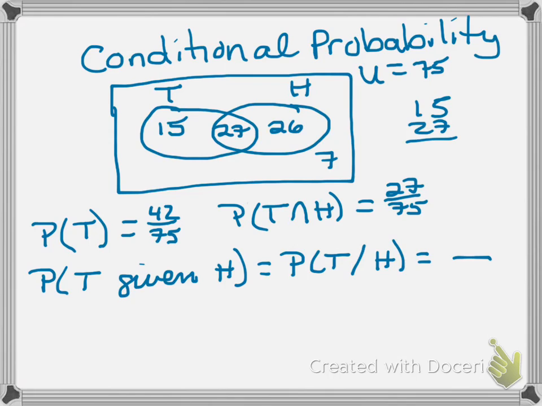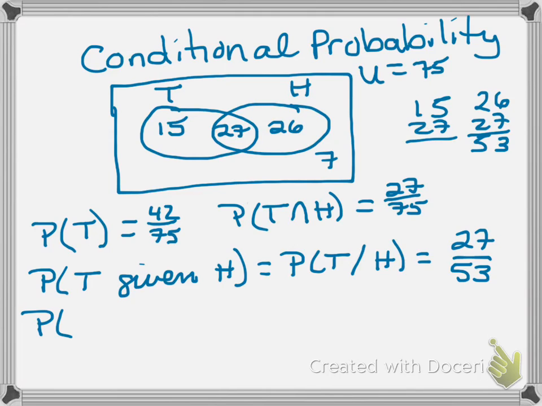So now I'm going to look at my population, which is hockey, and how many people are playing hockey? Well, it's 26 and 27. So that is 53. And of those 53 people that are playing hockey, how many play tennis? And that's 27. All right, there's my answer.